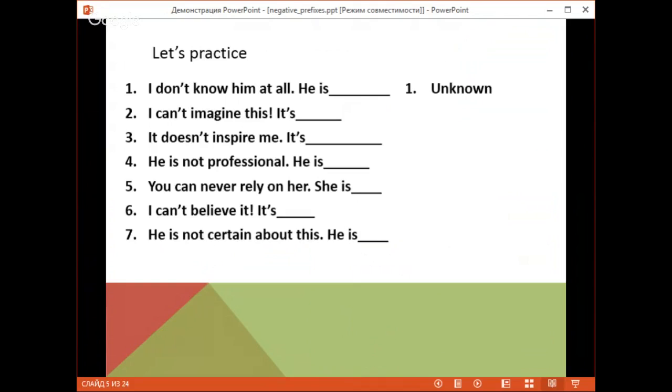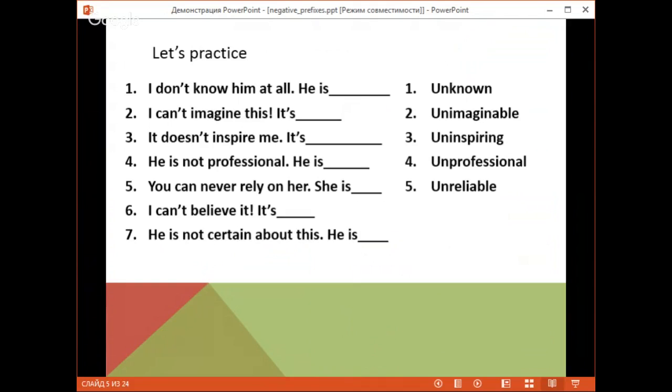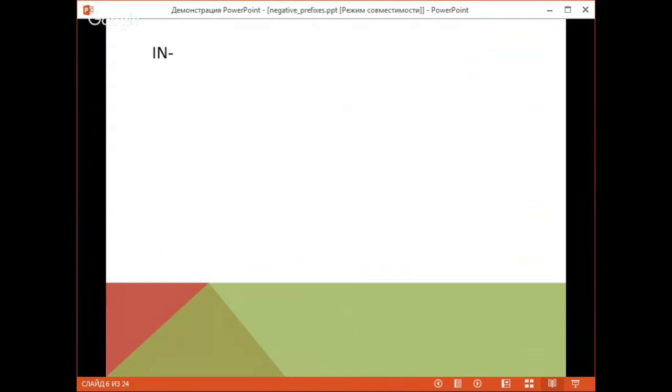So, of course, all the words are like that. They are using the prefix un. He's unknown. It's unimaginable. It's uninspiring. It's unprofessional. She's unreliable. It's unbelievable. He's uncertain. Okay, very nice. That was easy. Let's move on. Another prefix, which is very famous, is in.